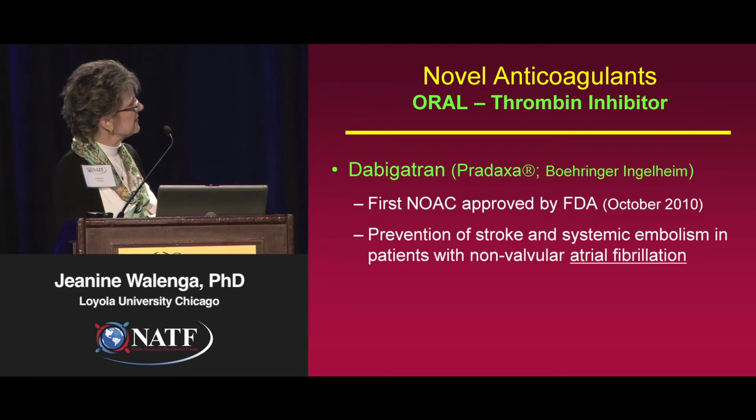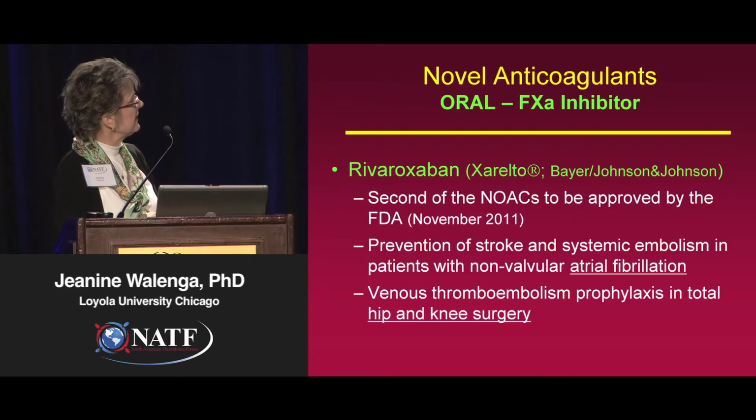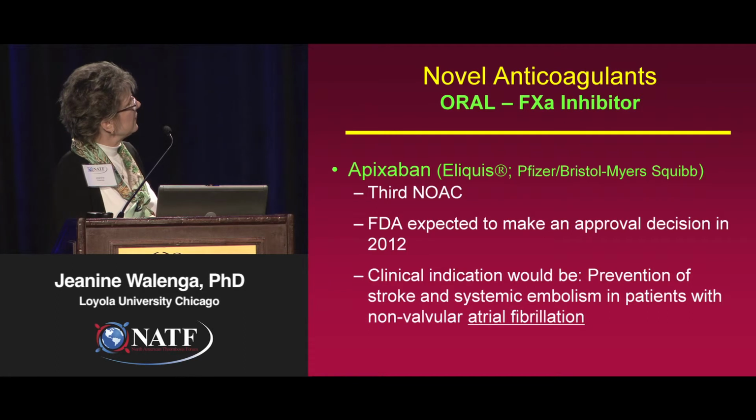So just very briefly, dabigatran or Pradaxa is approved by the FDA. It was the first of the new oral anticoagulants since October of 2010, and approved for atrial fibrillation, stroke, systemic embolization in patients with the atrial fibrillation. So we have dabigatran. We have also Apixaban, which was the second of the new orals to be approved by the FDA in November of 2011. Again, prevention of stroke and systemic embolization, patients with the atrial fibrillation. But it has another indication of venous thromboembolism prophylaxis in hip and knee surgery patients. So that's what we have today.